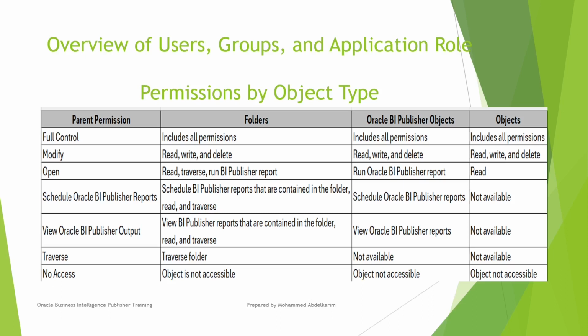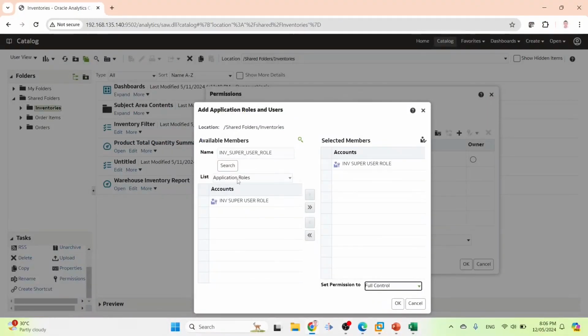For view Oracle BI Publisher report outputs in a folder, view BI Publisher reports that are contained in the folder: read and traverse. In BI Publisher objects, view Oracle BI Publisher report. In BI Analytics is not available because this is related to BI Publisher. Traverse in a folder, traverse folder. In BI Publisher is not available. In BI Analytics is not available. In no access, the folder object is not accessible, BI Publisher not accessible, and for Analytics is not accessible as well. So let me go back here.